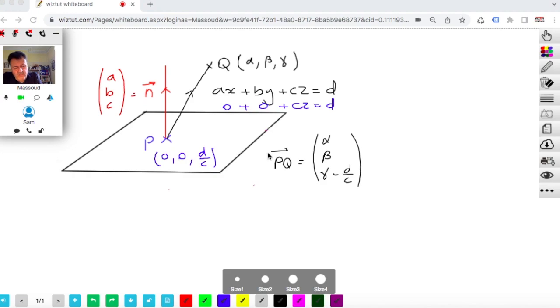Now, what is the perpendicular distance? The perpendicular distance of Q to the plane would be the same as if I projected PQ onto n and measured this distance. So the perpendicular distance would be equal to the magnitude of PQ multiplied by the cosine of this angle. Let's call this angle theta, so the cosine of theta.